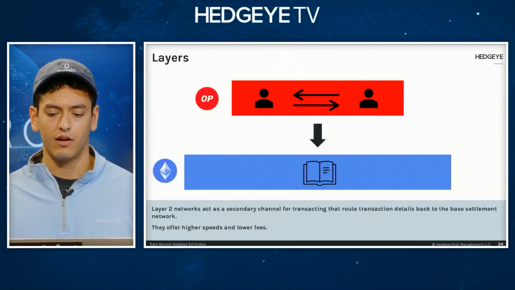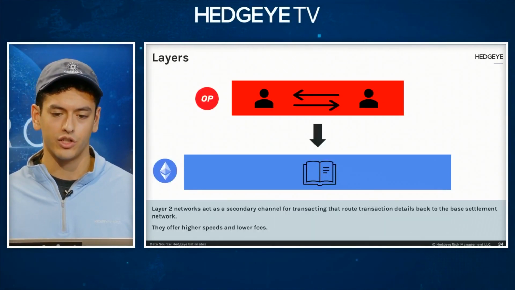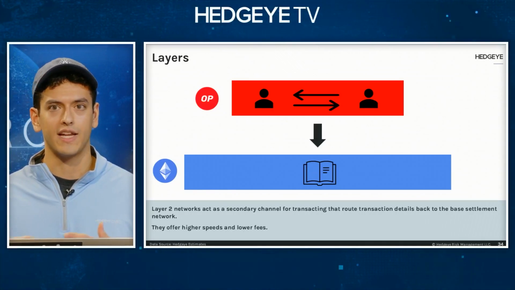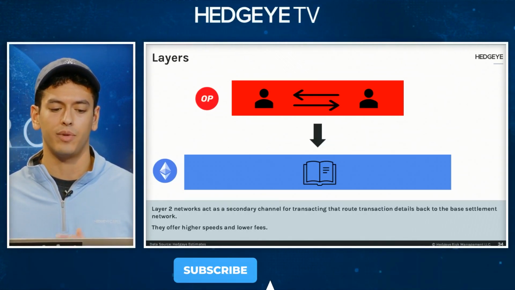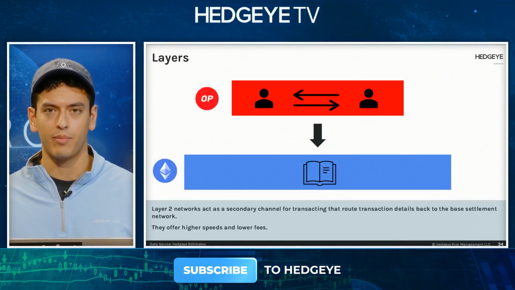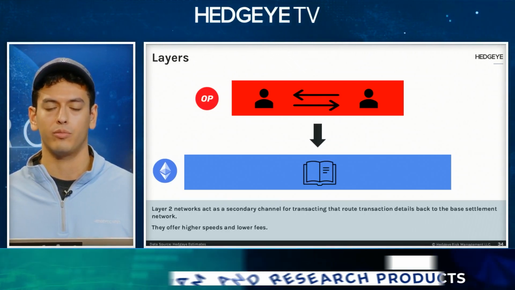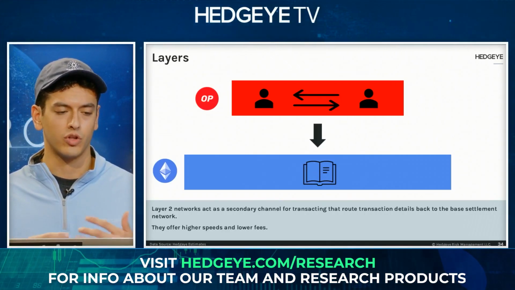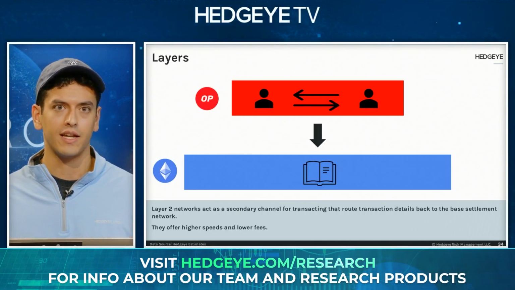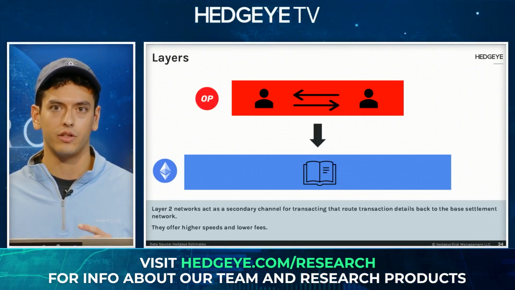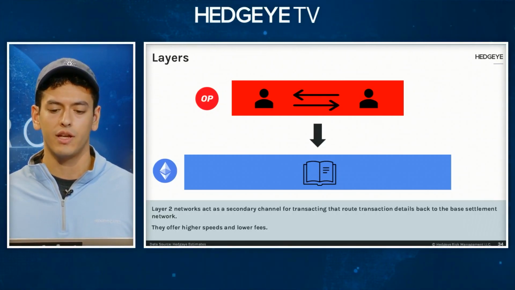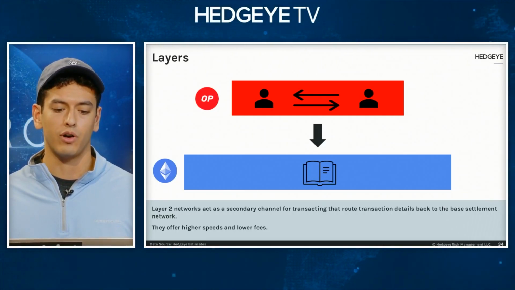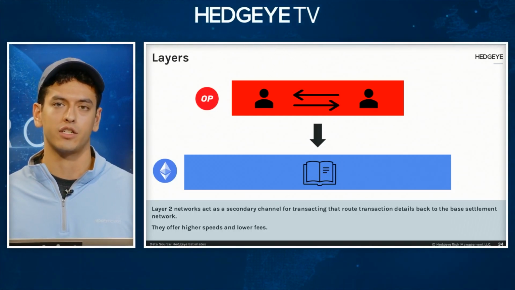Going to the next slide, our second big theme would be layers. Just to briefly describe what layers are in crypto, it's basically a secondary transaction channel where we can transact and then route our transaction details back to the base settlement layer. So in this example, you see Optimism, which is a popular Ethereum layer 2. We would transact with each other, net out our balances at the end, and send it back to the Ethereum ledger, the record of transactions. That way we can leverage Ethereum's network and all of its users and its security at the same time while benefiting from lower fees and higher transaction speeds.